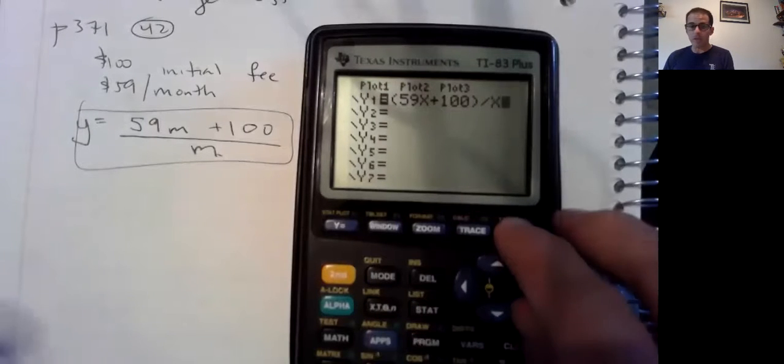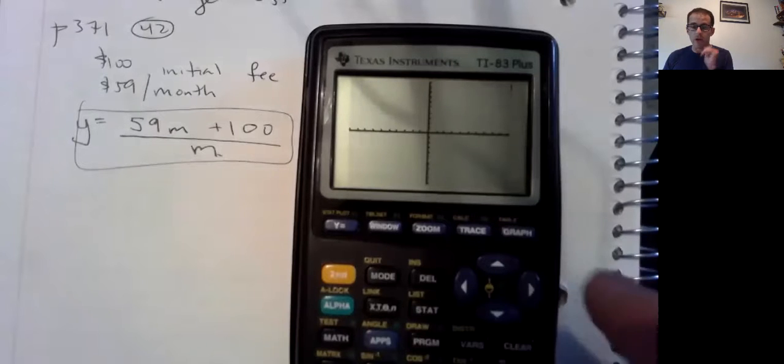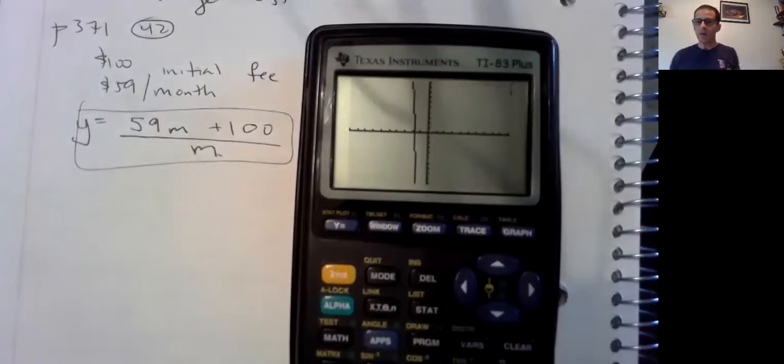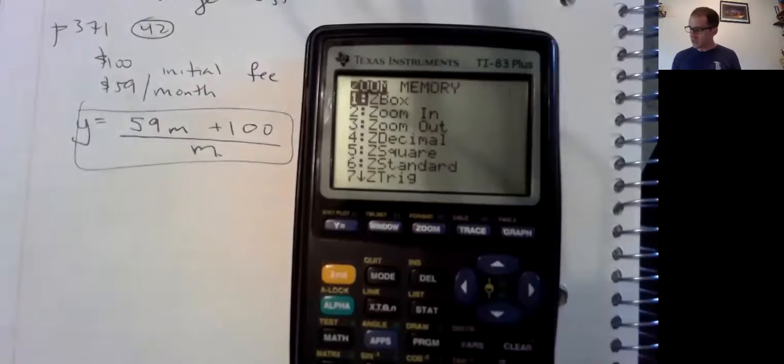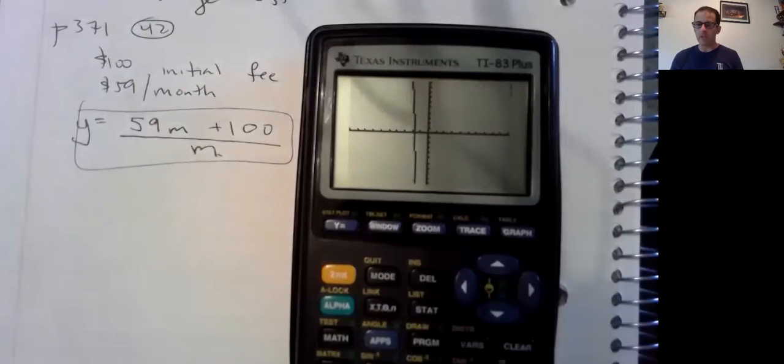All right, so that's going to give us our average cost. And let's just take a look to see what it looks like. Ooh, it is super zoomed in. Let's just try zoom fit, zoom 0, zoom fit, just to see if we can get a good fit.